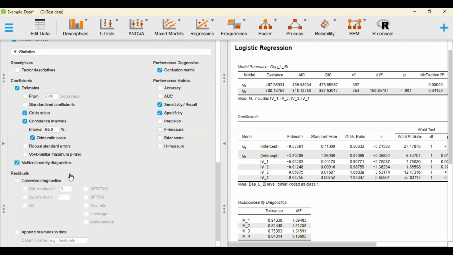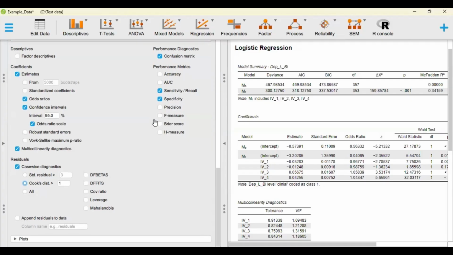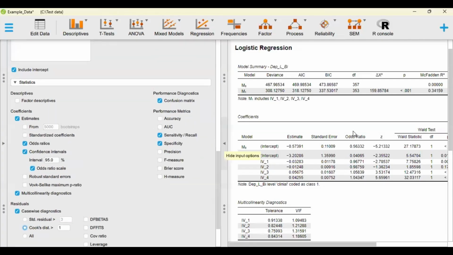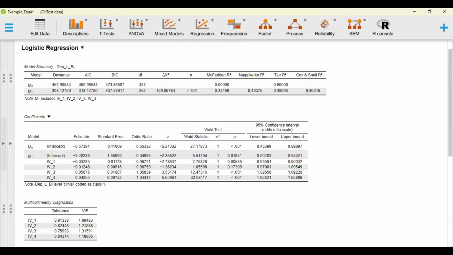And also, you can check your influential outliers. If you tick case-wise diagnostics, Cook's distance, it can also check the influential outliers for you. So everything I think is okay now. We don't need anything else. Now we have everything that we need to test our hypothesis.